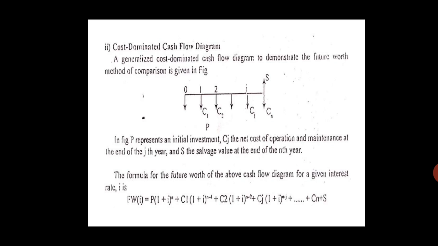So again here the same formula at the interest rate of i, future worth at the interest rate i is equal to P(1+i)^n + C1(1+i)^(n-1) + C2(1+i)^(n-2) + Cj(1+i)^(n-j) + Cn + S, where S is the salvage value.